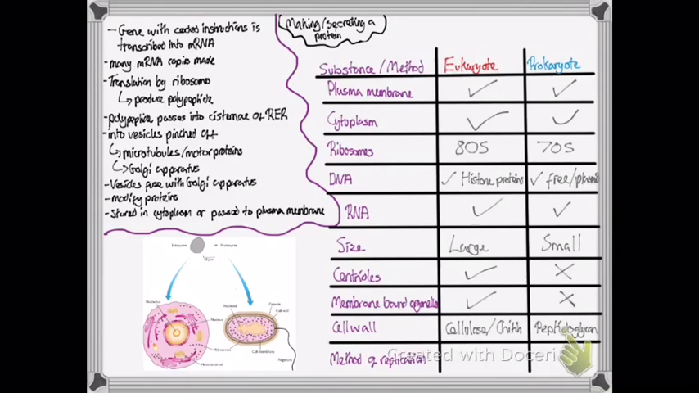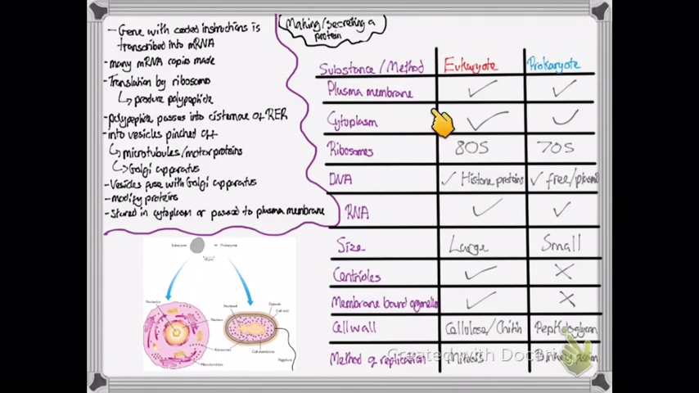So in prokaryotic cells they undergo binary fission, whereas in eukaryotic cells they undergo mitosis. And you do not have to know how binary fission works. We do not study it in our specification. So they're the differences between eukaryotic and prokaryotic cells.